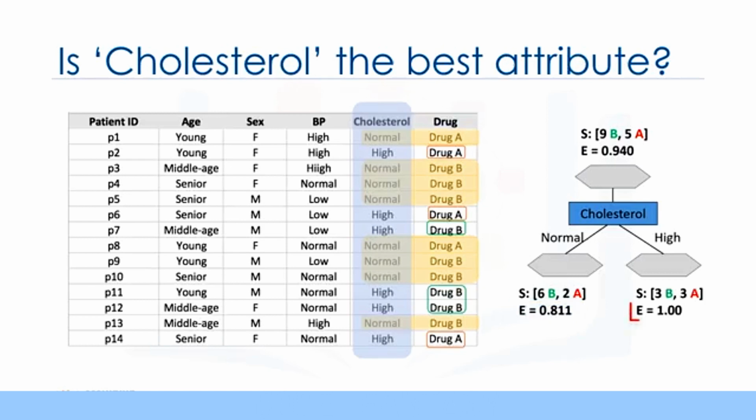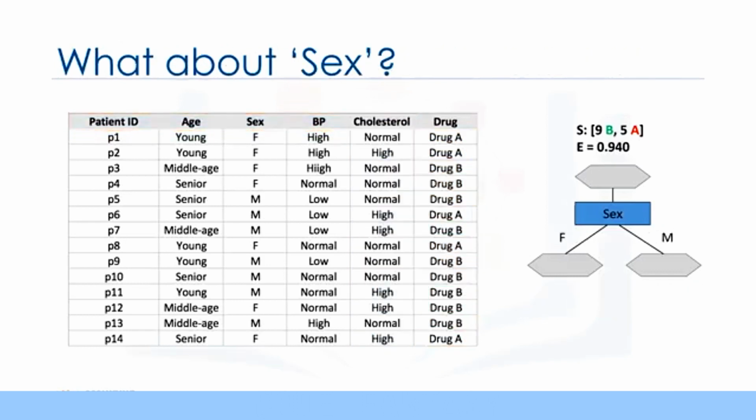Calculating its entropy, we can see it would be 1.0. We should go through all the attributes and calculate the entropy after the split, and then choose the best attribute. Okay, let's try another field. Let's choose the sex attribute for the next check.